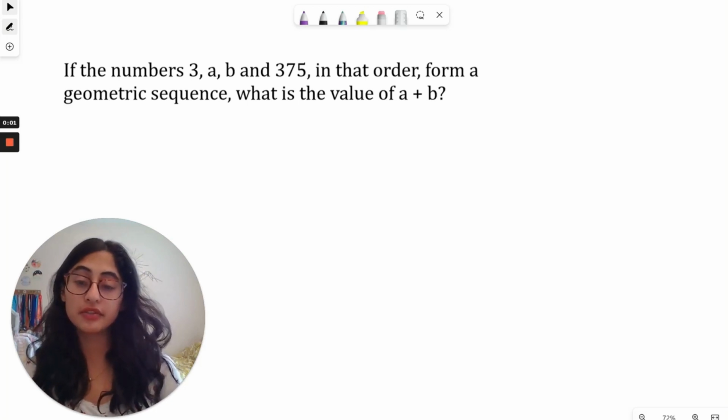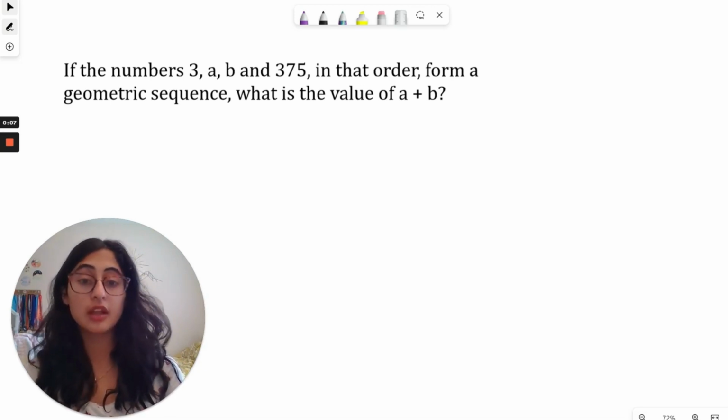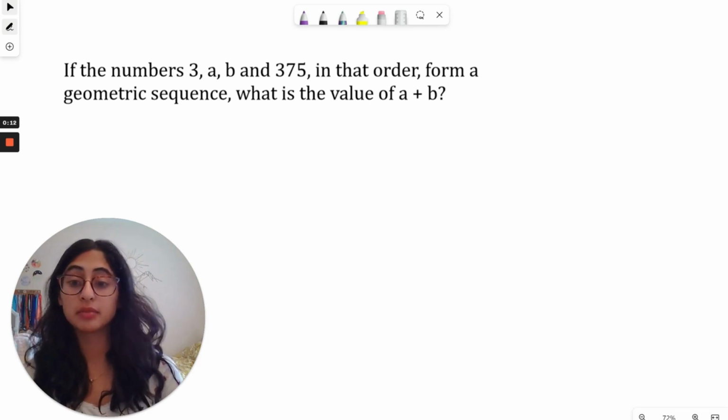Alright, so this question says if the numbers 3, a, b, and 375 in that order form a geometric sequence, what's the value of a plus b? So basically, we're just going to have to find what a and b are, and then add them up.